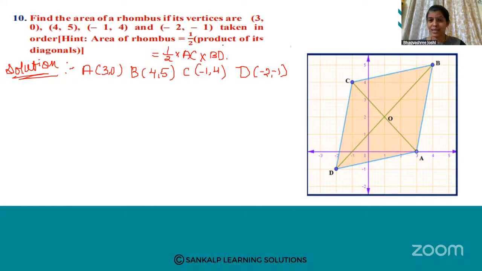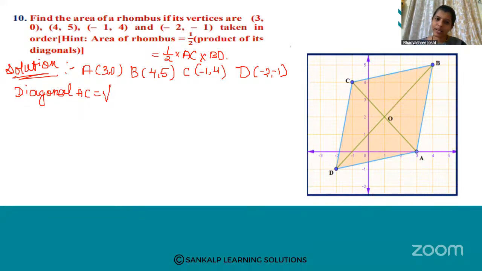So first what should we find out? AC and BD, right? We have to find out the distances of AC and BD. Yes or no? We have to find out the distance. So now diagonal AC is equal to, now we are finding the distance. Remember, distance, not section formula. We are using the distance formula.